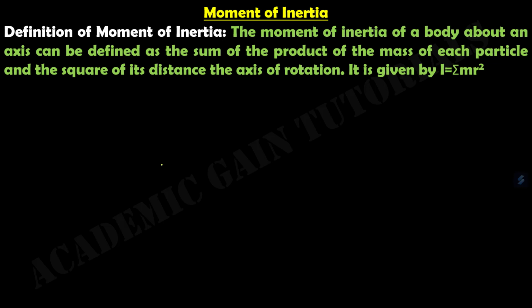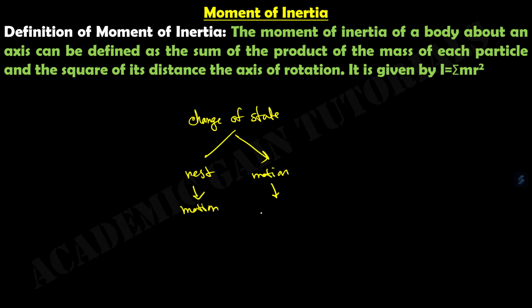We know from Newton's first law that inertia is an inherent property of a body which opposes the change of state of rest or uniform linear motion. In Newton's first law of motion, inertia is a property which opposes the change of state. There are two kinds of change of state. One is rest to motion, and another is motion to rest.